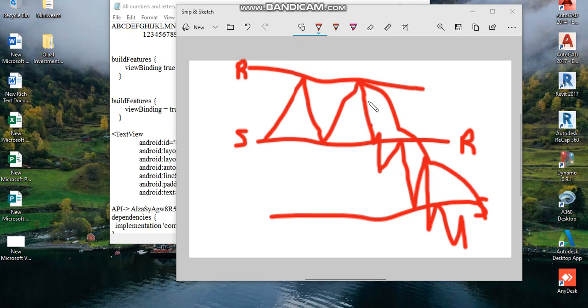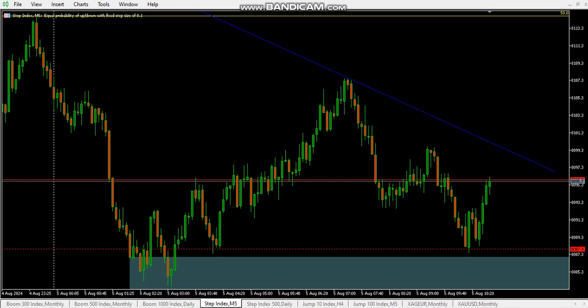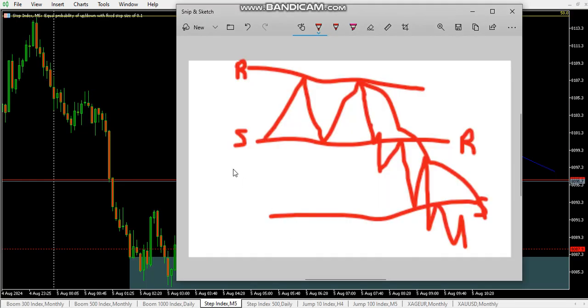So my apologies. This same concept also goes for an uptrend. We have our resistance, we have our support. So let's say the market was moving up. So this place was our support before.